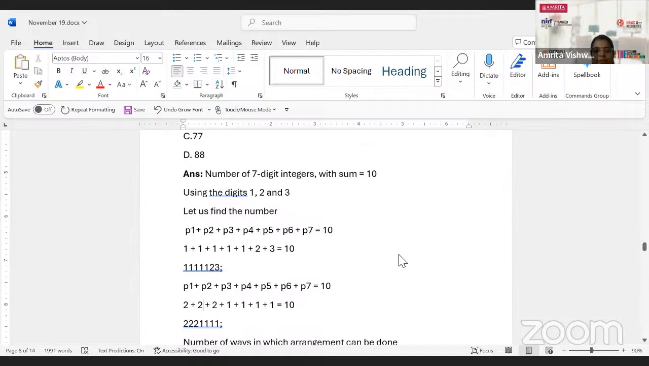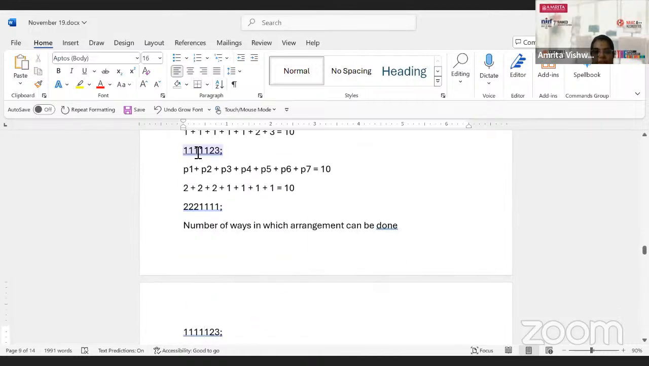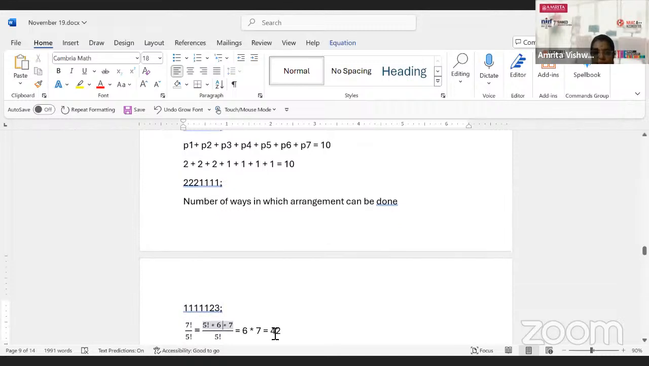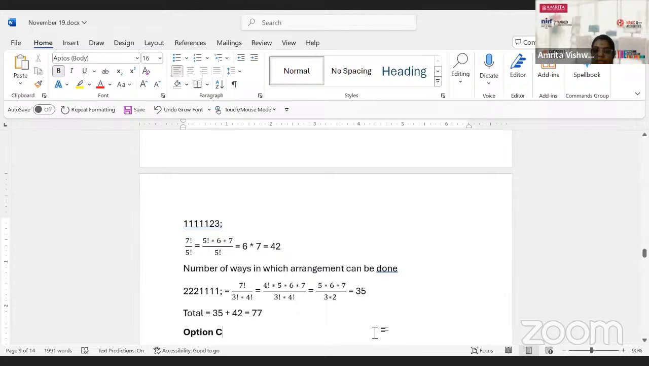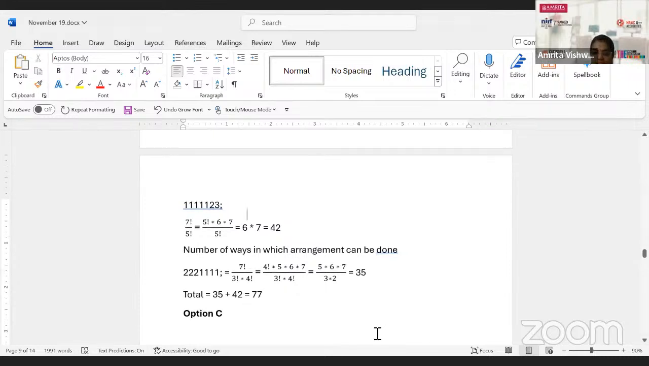Now we'll be able to find out the combinations. The first one is 7 factorial divided by 5 factorial. You can solve it, and you'll get the answer as 42. And the second one is 7 factorial divided by 4 factorial into 3 factorial. You'll get the number of arrangements as 35. So the total number of ways is the sum of the ways of arrangements. The first one you'll be able to arrange as 42, and the second one as 35. So the total is 42 plus 35, that is 77.